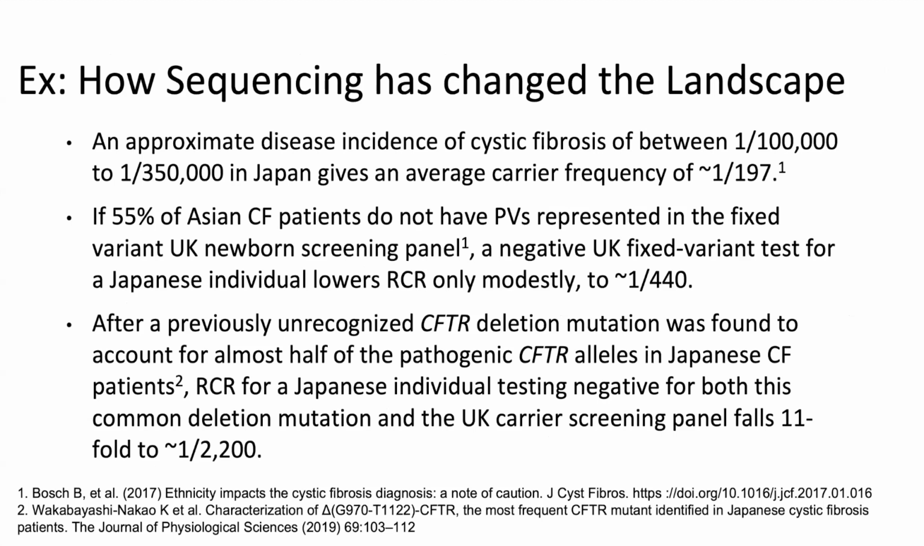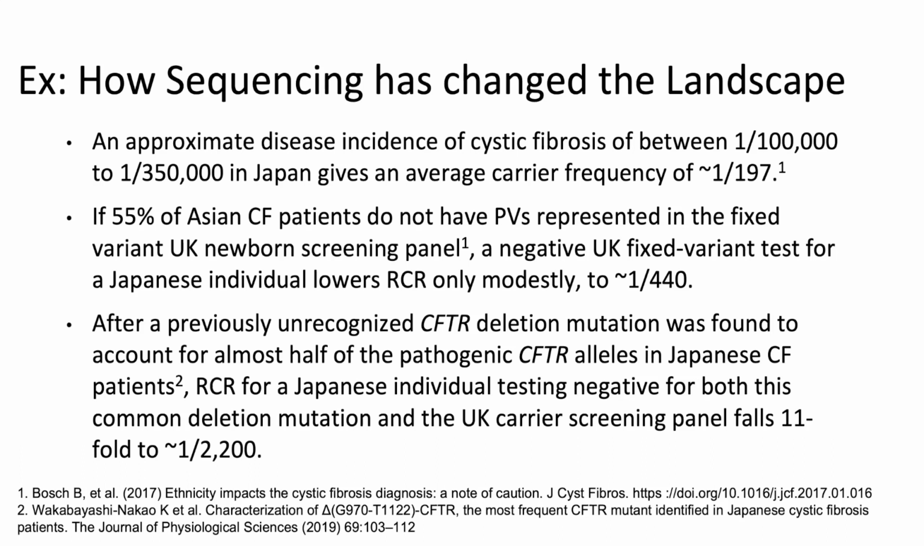Here's an example. An approximate disease incidence of cystic fibrosis was estimated in Japan, and I should say estimated, between 1 in 100,000 to 1 in 350,000. I think it's kind of interesting that in a country with an advanced economy like Japan, they actually still could not provide a more accurate estimate of the cystic fibrosis disease incidence. But if you take that, average it out, it works out to be an average carrier frequency of about 1 in 200, 1 in 197.